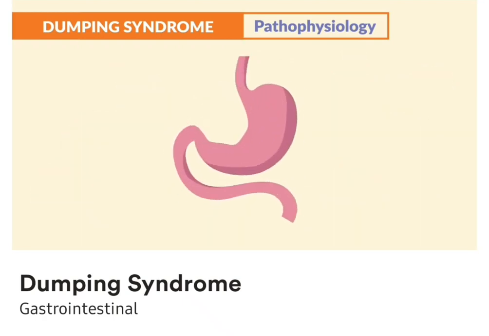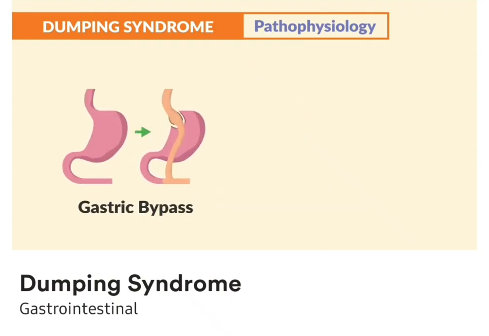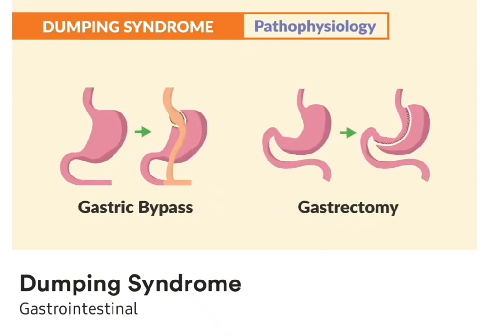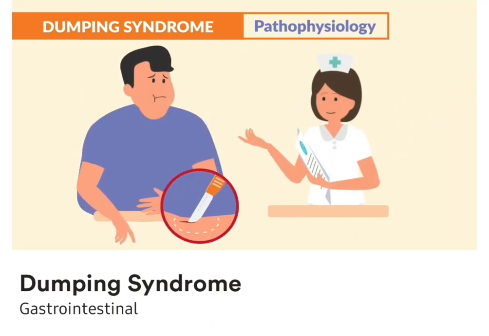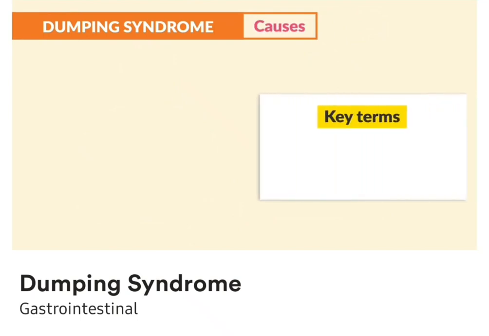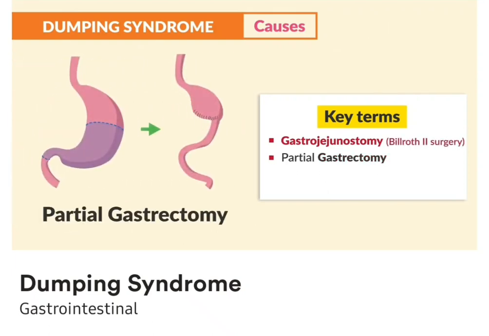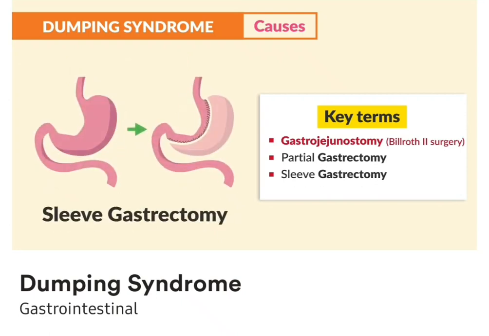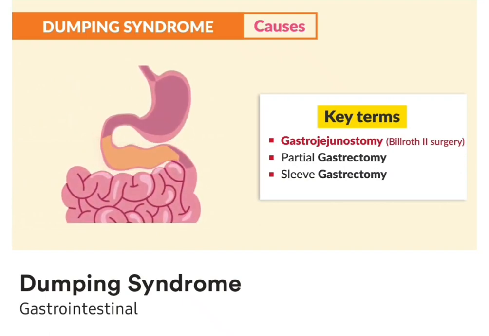Now, this complication is seen after any type of bariatric surgery, like a gastric bypass or a gastrectomy, the removal of the stomach, which is typically done for bariatric clients who are morbidly obese. Now, in terms of the causes, the key terms to know for your exam, write this down. Gastrojejunostomy, known as a Billroth II surgery, as well as partial gastrectomy or even a sleeve gastrectomy. If you see these key terms, you must think dumping syndrome here.